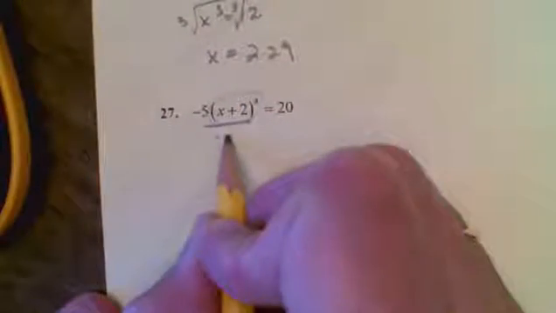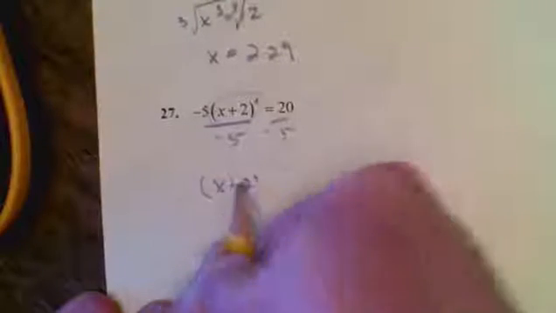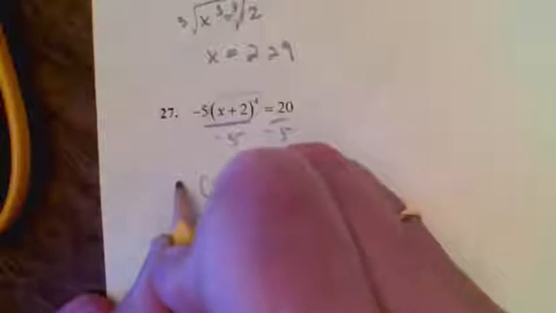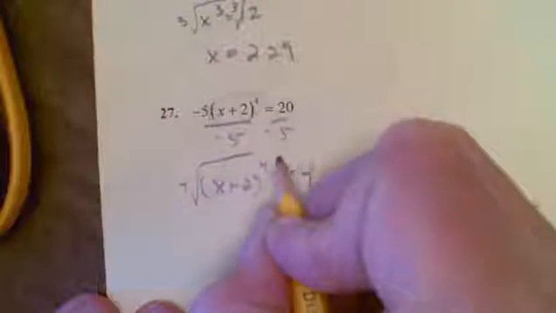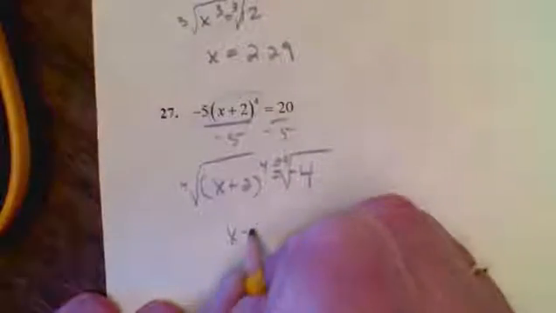All right, when I look at number 27, this base is not by itself yet. So I need to divide by -5. So I get x plus 2 to the 4th equals -4. So now I'm going to take the 4th root, plus or minus the 4th root. So I get x plus 2.